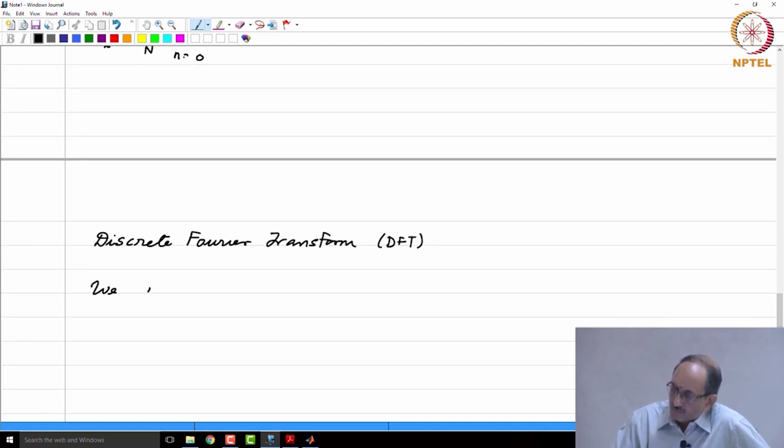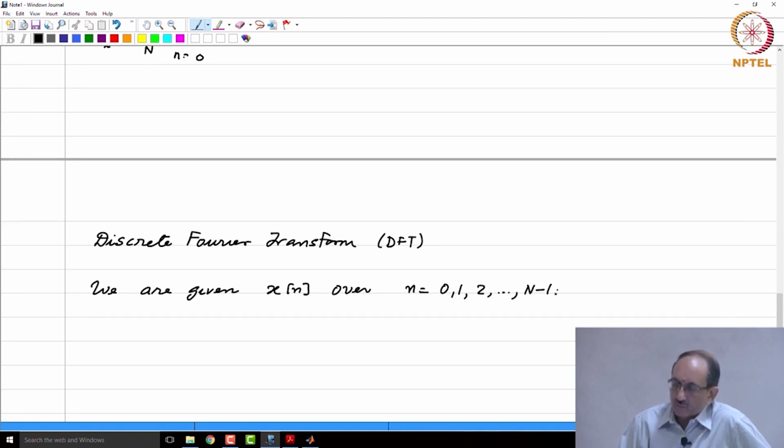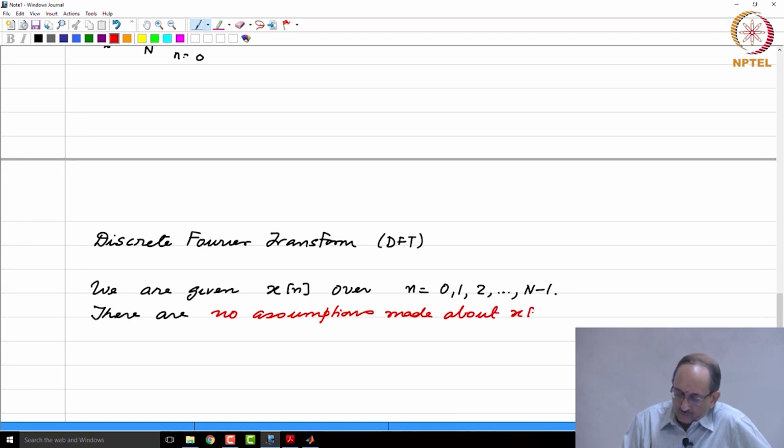So we are given x of n, for n equal to 0, 1, 2 up to capital N minus 1. So N data points are given to you. We are further told there are no assumptions made about x of n outside 0 to N minus 1.